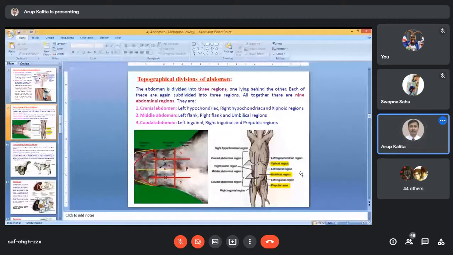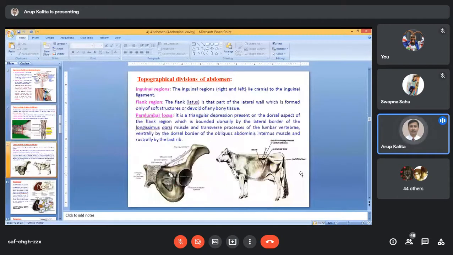They are: under the cranial abdomen, left hypochondriac, right hypochondriac, and xiphoid. Under the middle abdomen, left flank, right flank, and umbilical. And under the caudal abdomen, left inguinal, right inguinal, and prepubic region. Now the inguinal region. The inguinal regions, right and left, lie cranial to the inguinal ligament. So the inguinal ligament is present here. So this region is the inguinal region. Inside you will get the inguinal canal.